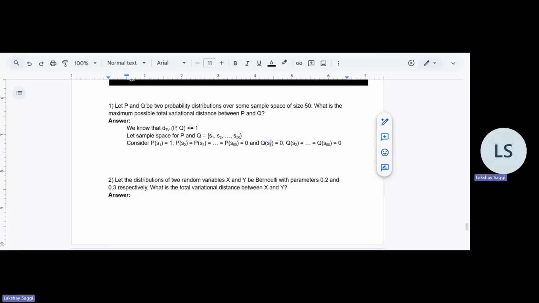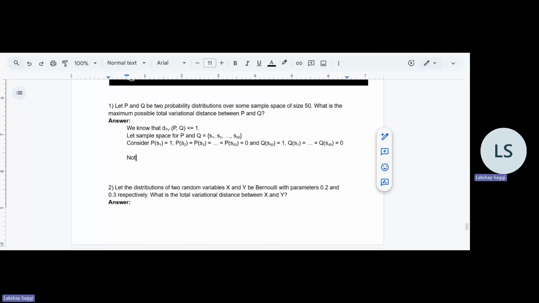Maybe I should write Q of S50 as 1, and S1 till S49 as 0. So what we have done is we have taken this distribution for P and we have taken this distribution for Q. So now note that the set S50 is actually the supremum, the value. So this one value.